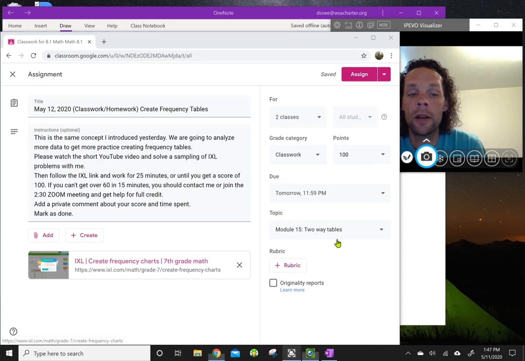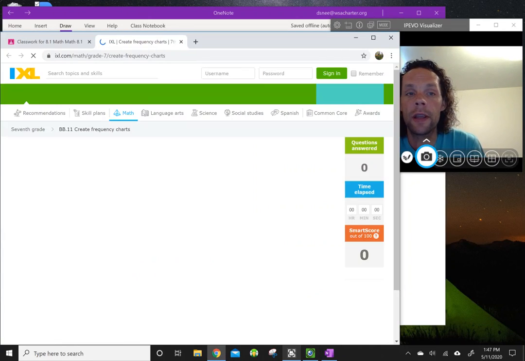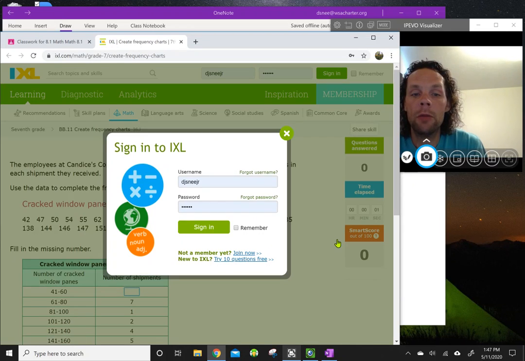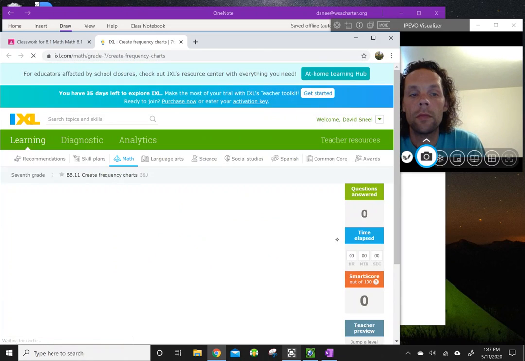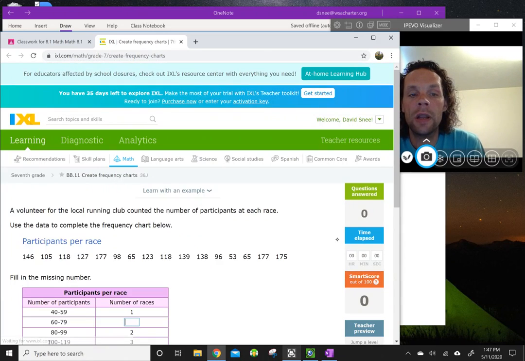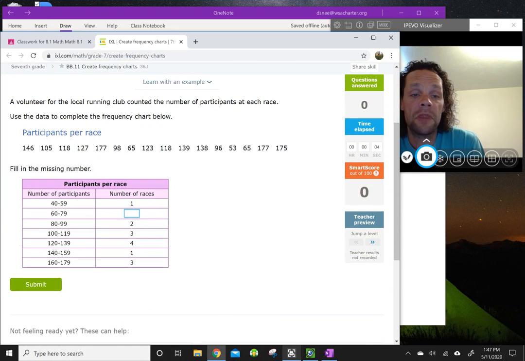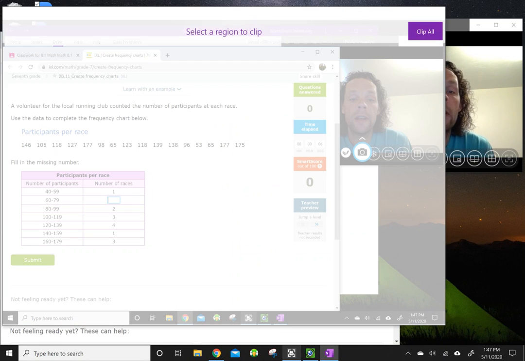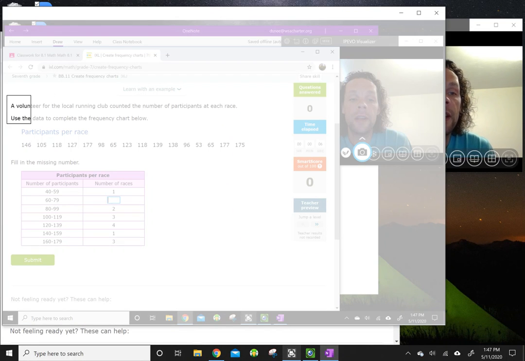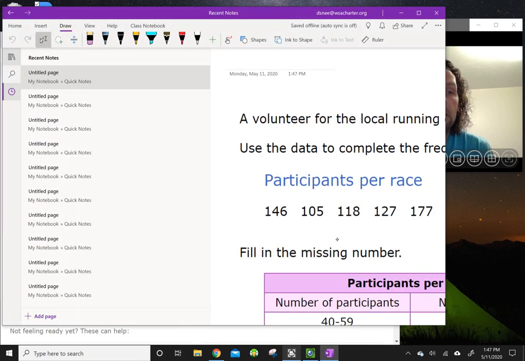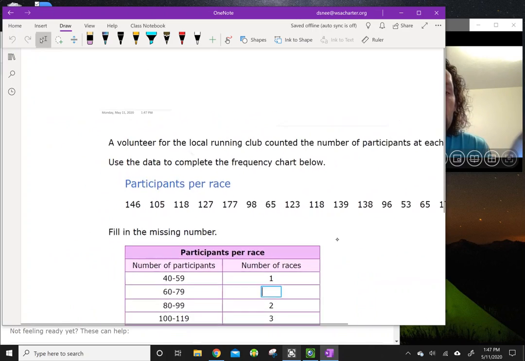I'm going to click on the link and we're going to problem solve a little bit together here. I'm going to take snapshots of some of these problems. And let's see here, it says BB11, create frequency charts. It does say 7th grade. This is something that we work on in 7th grade, and then we work on again in 8th grade. Yesterday's practice said 8th grade on it, and it's basically identical. So we're just going to work through a few problems here.